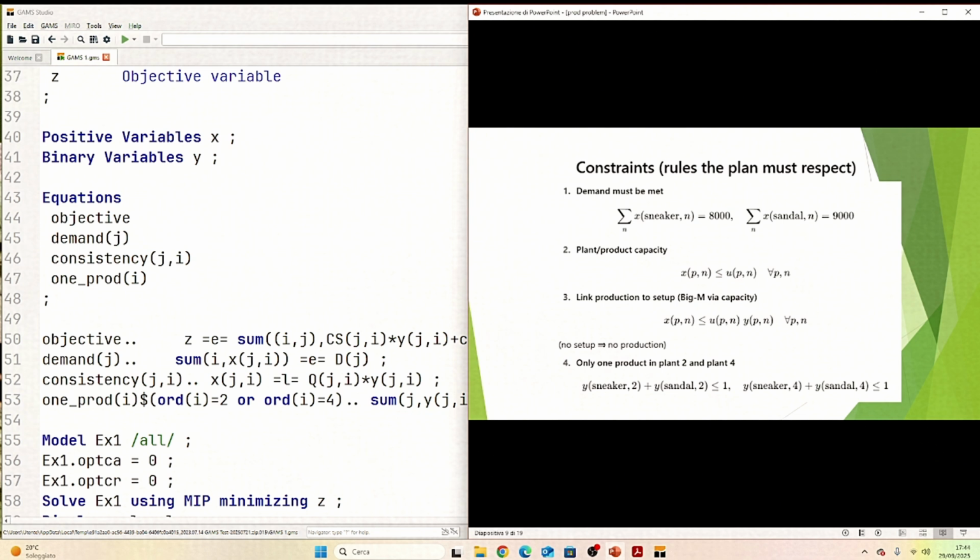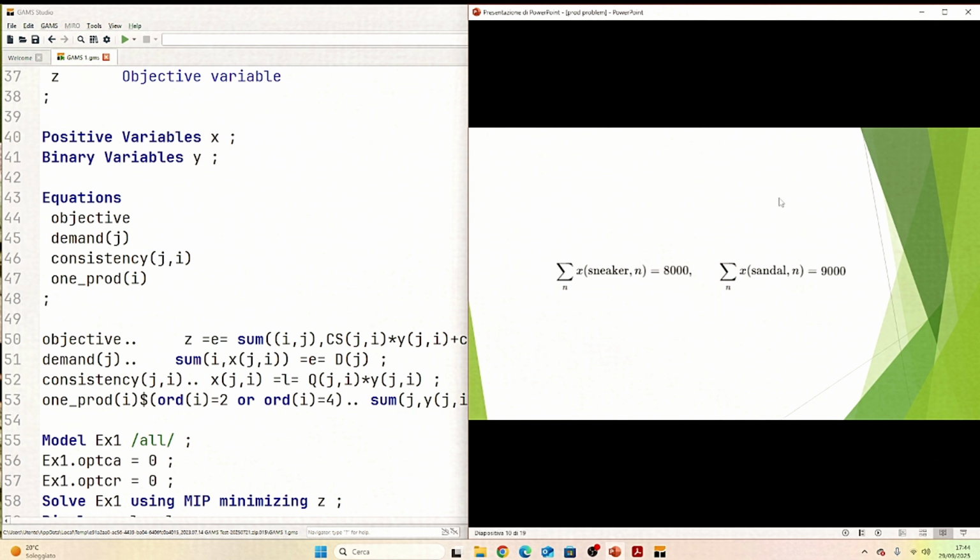The second condition is the capacity by product and plant. You cannot exceed the capacity of a product at a plant. If plant 2 can make at most 2,000 sandals, the variable for sandals at plant 2 cannot go above 2,000, and this is the condition that sets the problem. Here is the math model, and here is the GAMS condition.